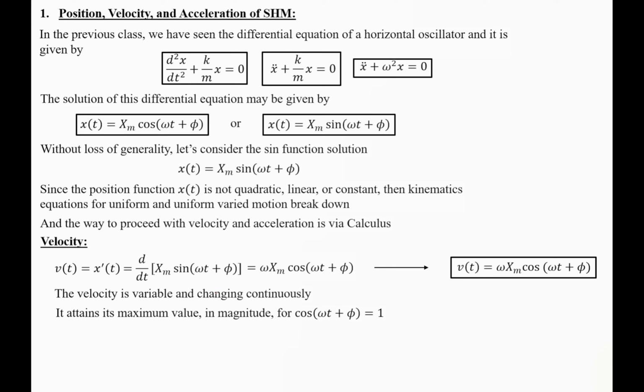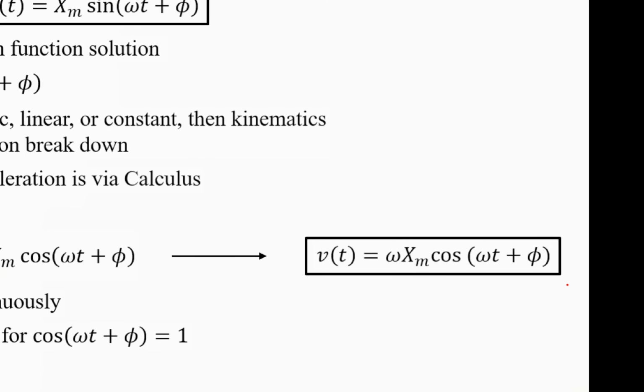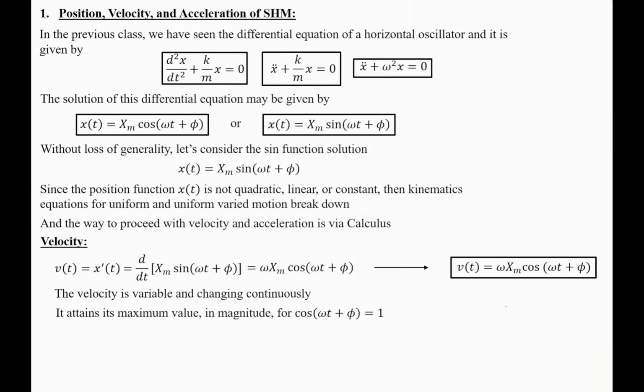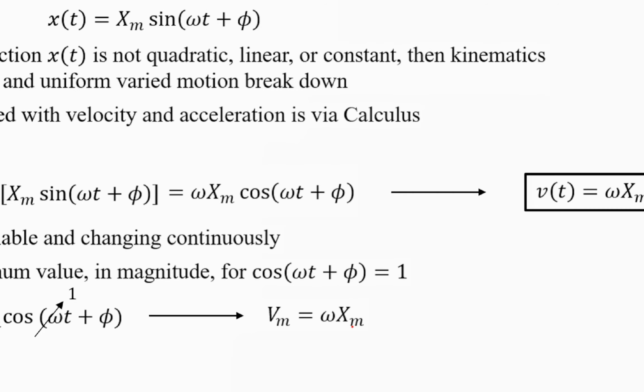It attains its maximum value in magnitude for cosine(omega t plus phi) equal to 1. If you look at the function carefully, v is changing, but it's bounded due to the trigonometric function. So v attains its maximum when this is simply 1, because we know that cosine and sine functions have bounded values between 1 and minus 1. If we assume that cosine is 1, then this velocity would be the maximum velocity, and the formula for the maximum velocity is given by omega multiplied by x_m.